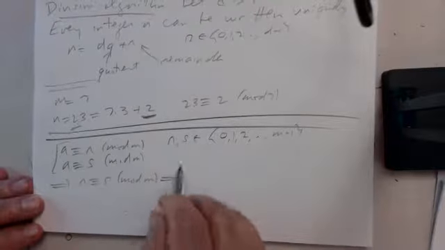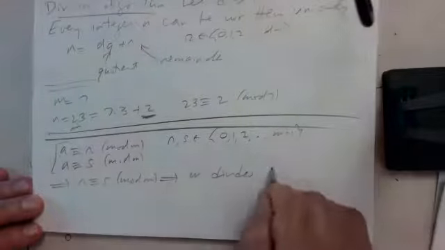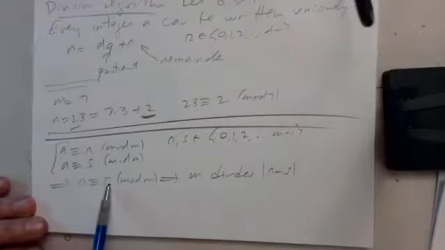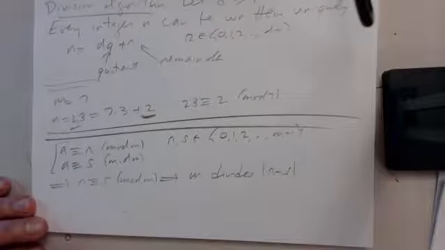which means m divides the difference. Right? That's the definition of congruence. r is congruent to s means r minus s is divisible by m. And similarly, s minus r is. So m divides whatever is the absolute value.